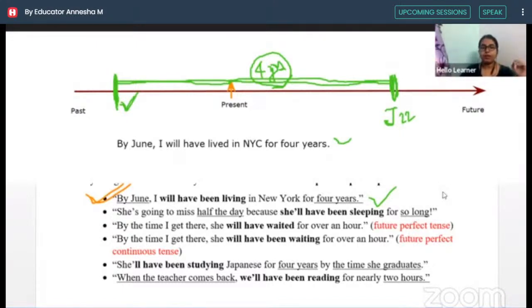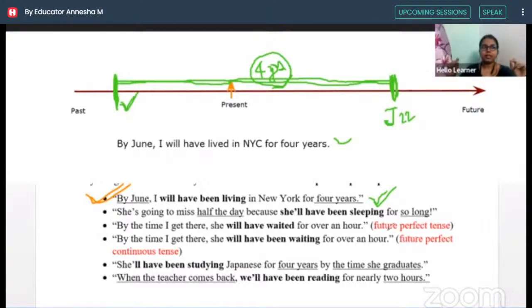In the first one, it just talks about the completion of the action कि 4 साल complete हो जाएंगे जैसे ही मेरा जून आ जाएगा, 4 साल मेरे यहाँ पे रहते हुए complete हो जाएंगे. Okay, I'm just talking about the completion of the action. In the second example, though, I will have been living in New York for 4 years. It focuses on the continuity mode कि ये action continue होगा 4 साल के लिए. 4 साल के लिए मेरे life में continue हुआ है. Nothing else. There is no other difference.